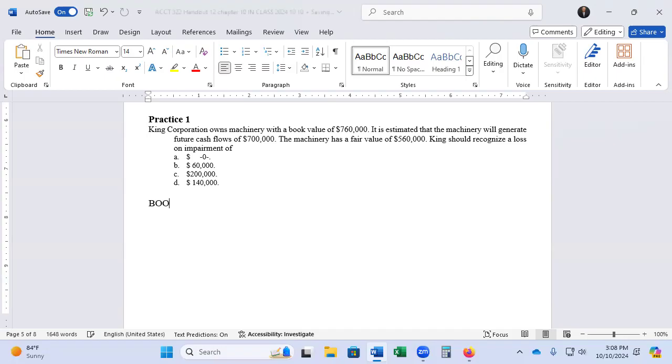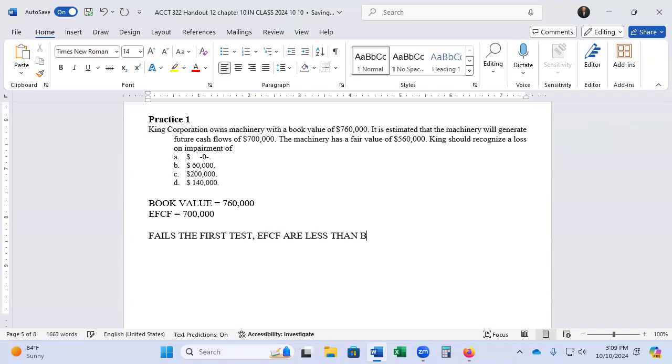So our book value equals 700,000. Oh no, sorry, 760. Our expected future cash flows equal 700,000. And so this fails the first test because expected future cash flows are less than book value. So an impairment has occurred.